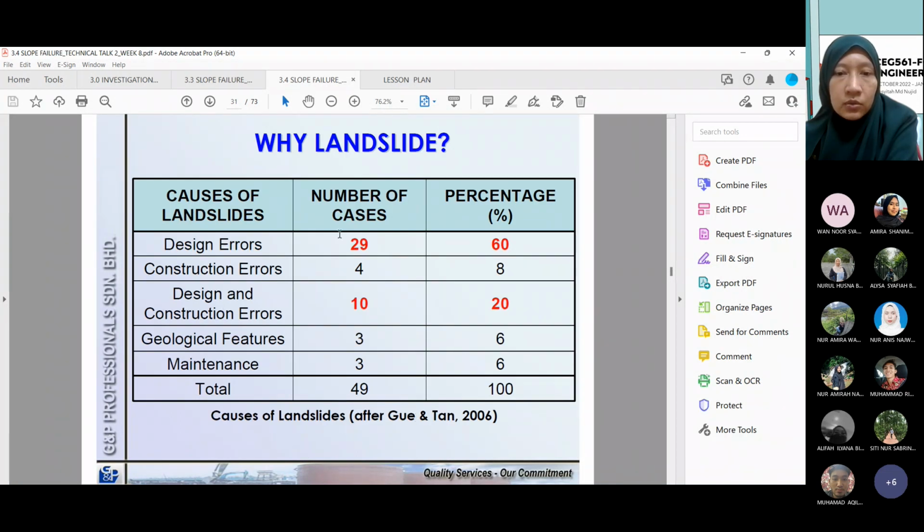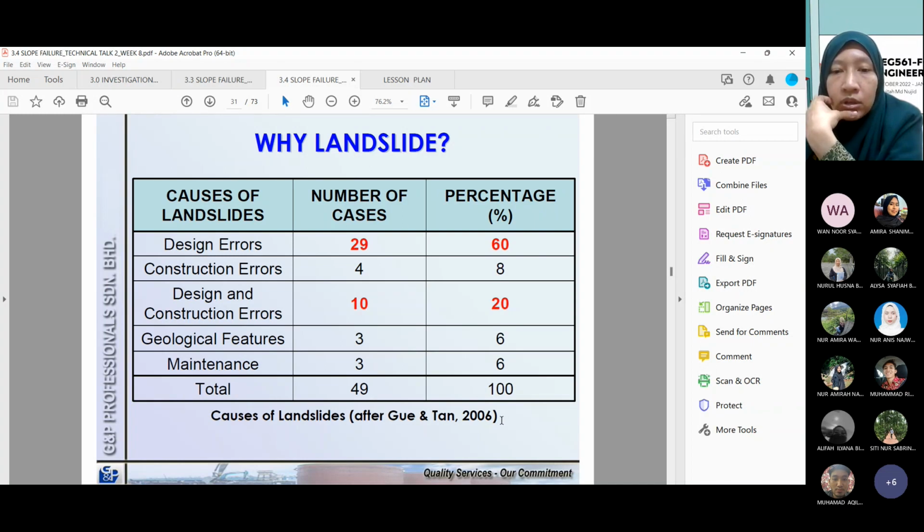There are a few reasons. This talk was given by practitioner engineers from the GU Geotechnical Company. So if you are looking for a good geotechnical company in Malaysia, I can suggest you submit your CV and resume to this company. GU Geotechnical Company is a very distinguished company in Malaysia where they are involved with geotechnical works and also consultancy. And the causes of landslide are, for example, design errors, design and construction, geological features, which cannot be avoided, and maintenance.